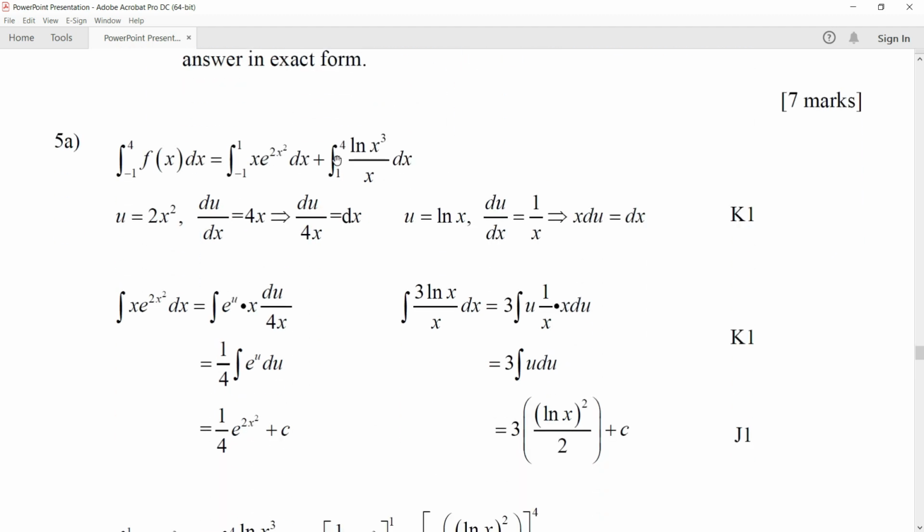Okay, to integrate both of them, you have to use the substitution method. Okay, look at one by one. To integrate x e to the x square, this part, you have to use the substitution method where you let u as x square and then differentiate, you will get this thing. Okay, for this one, ln x cube, the 3 from x cube you can bring to the front, so it becomes 3 ln x over x like this. Same, if you want to integrate this, you have to use the substitution method, u as ln x, and then differentiate, you will get 1 over x dx.